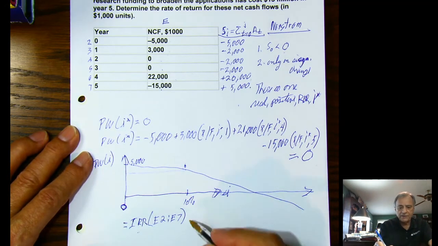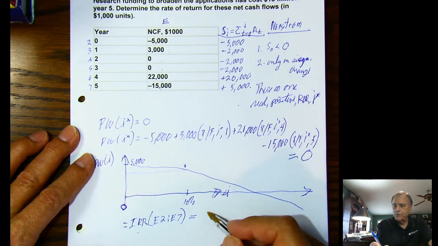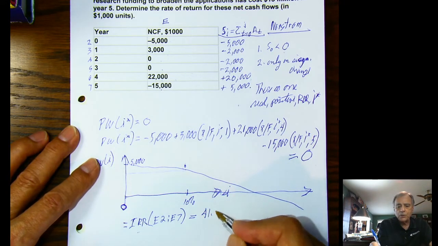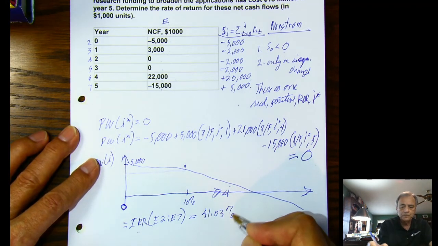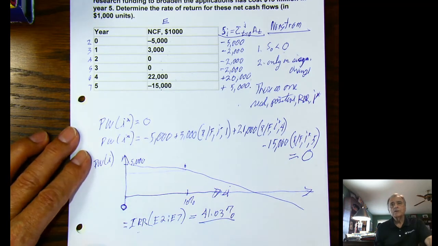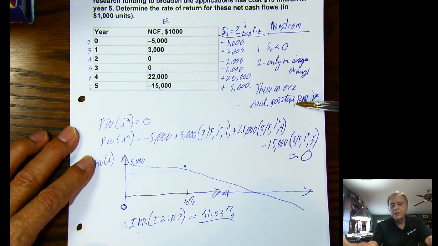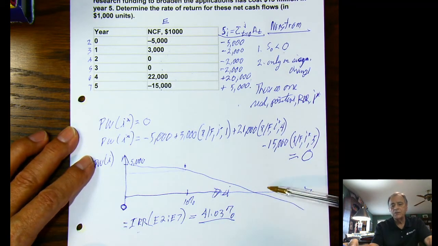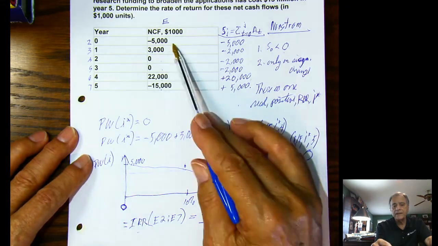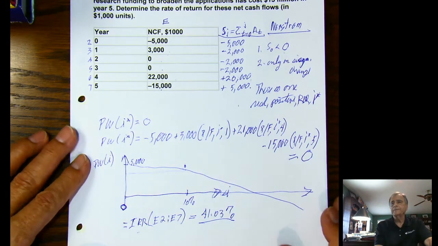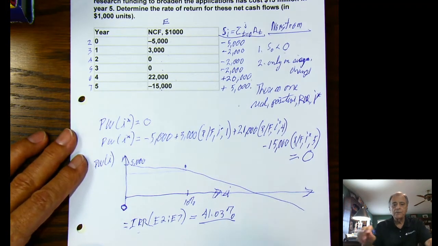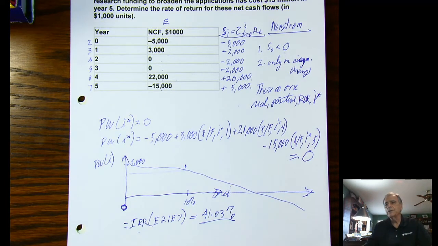If you do that, your cell value will return 41.03%. So Excel will give me that rate of return, and because of Nordstrom's criterion, we know there's only one real positive rate of return to that cash flow. We got it. That's the end of problem 6.2 on the homework, and I'll go on to the next one now.